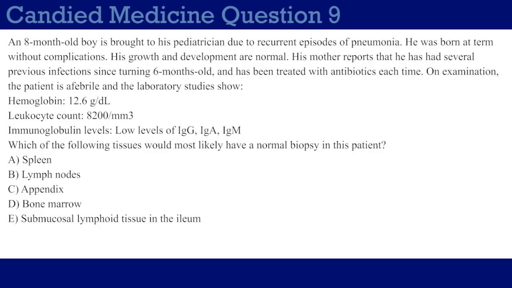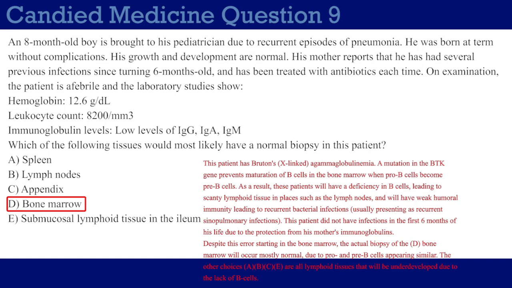So that's why in Bruton's patients, in question stems, they'll always talk about how they might have scanty lymph nodes. But for the purposes of this question, what you need to know is that if I don't really have the lymphoid tissue, then obviously if I biopsy those tissues, I won't see anything normal. However, in the bone marrow, I can't actually differentiate between pre and pro B cells, so it's going to appear normal. So choice D is the correct answer.